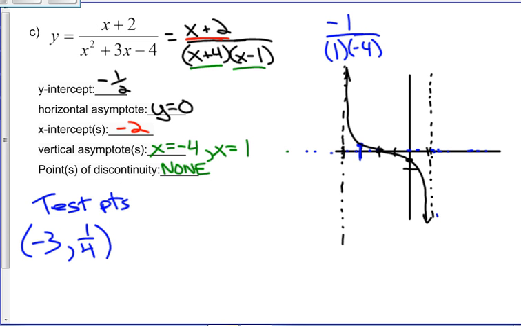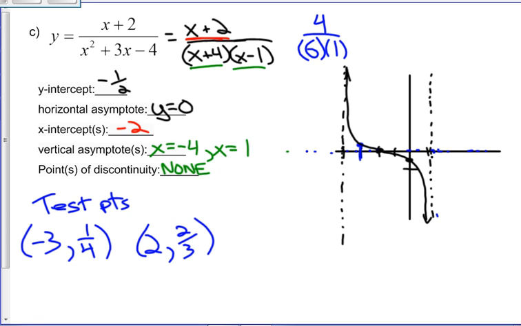Let's find out for a test point what's happening when x is 2. So we'll know whether or not it's above or below the x-axis. So if I put in 2 to the original equation, that'll give me 4 over 6 by 1. 4 over 6, or 2/3. So there we go. I now know that I'm right here. And it follows from that that I must have this shape.